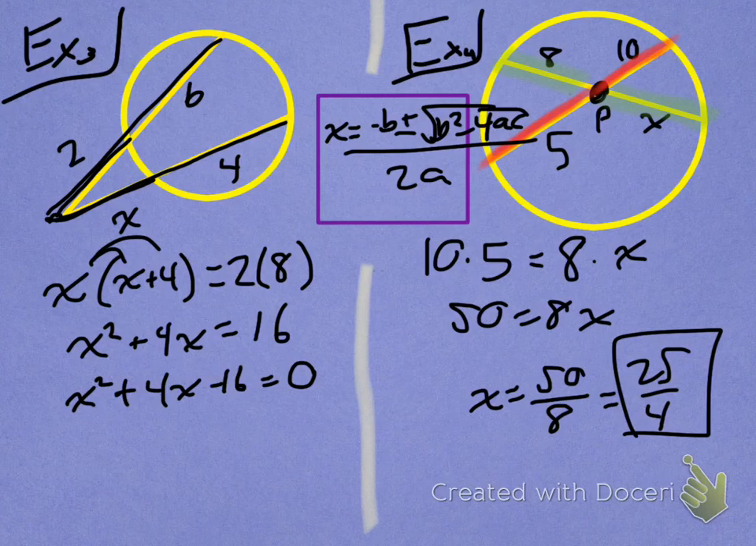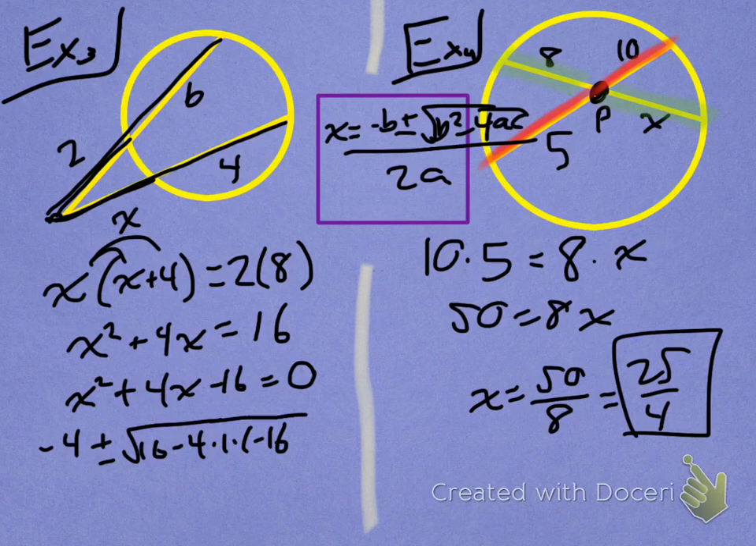Anyway, here we go. So negative b. Again, the coefficient here is a, coefficient here is b, coefficient here is c, or the constant in that case. So negative b would be negative 4 plus or minus 4 squared is 16 minus 4 times 1 times negative 16 all over 2 times 1.